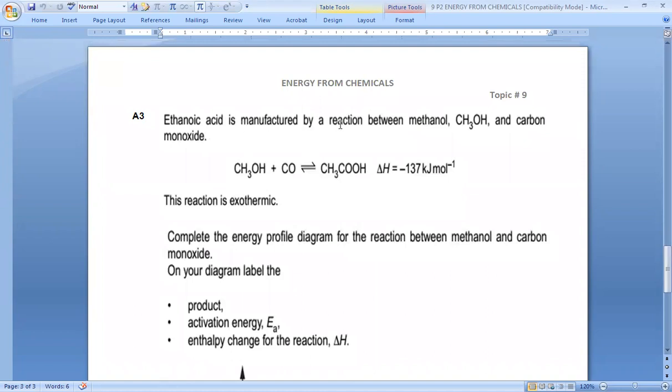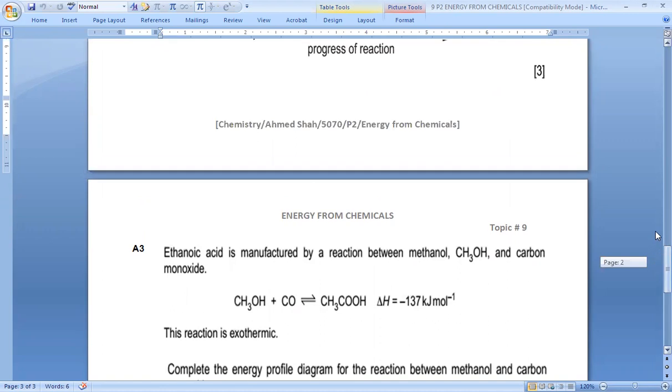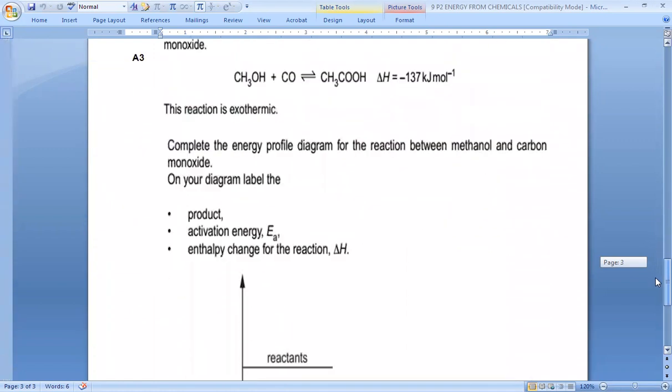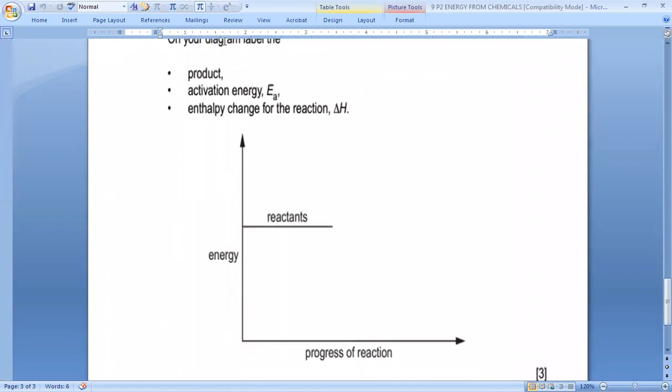Ethanoic acid is manufactured by the reaction between methanol and carbon monoxide. The reaction is given. This is an exothermic reaction, minus 137. The upper diagram was for the endothermic reaction, and this is for the exothermic reaction. Now we have to draw it again. This is the energy profile diagram for the exothermic reaction. We have to write here products, and draw a line in dotted form.